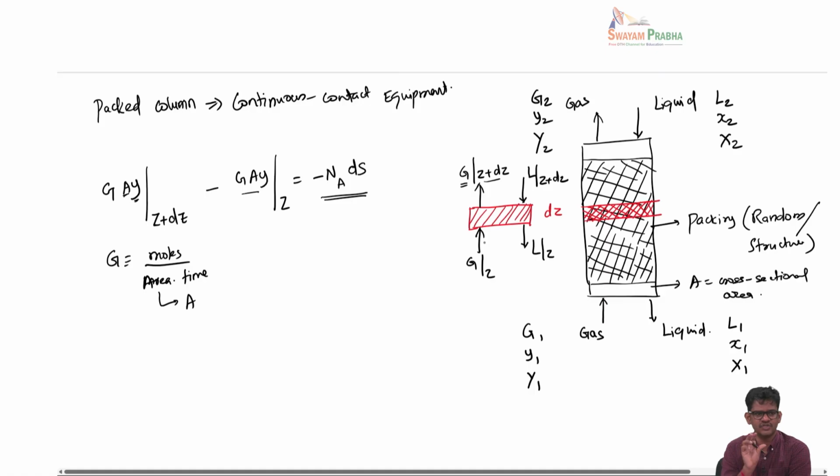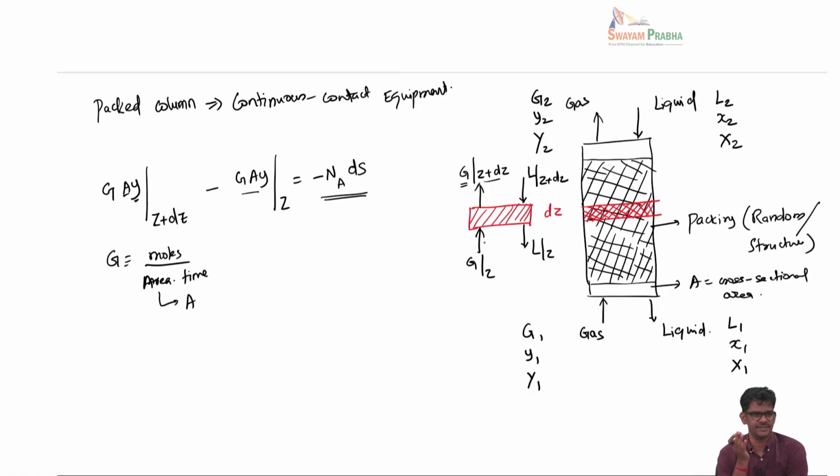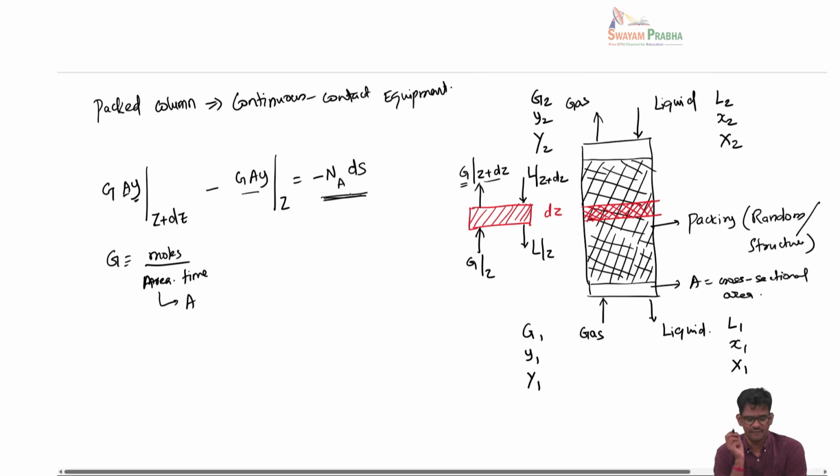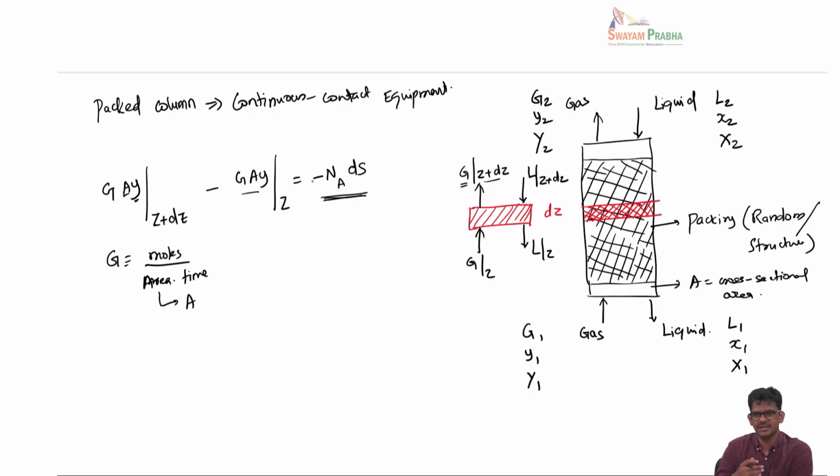So this is the net change in the total moles of solute A in the gas phase, and that should be equal to the mass transfer rate. When I look at the mass transfer rate, I put a minus sign because I know that for the gas phase, it's an absorption problem. So the solute is transferring from the gas phase to the liquid phase. So it is going to be a negative sign because it's losing.